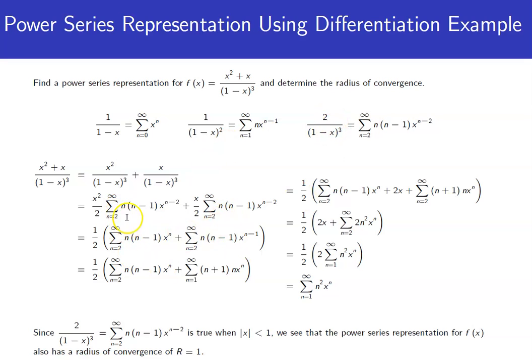This is now just plugging in the power series. And then this is distributing the x squared into both of them. Or excuse me, the x squared into the first one, the x into the second one. We've pulled a 1/2 out of both of them out in front here. When we put the x squared inside of this one, it becomes x to the n. When we put the x inside of this one, it becomes x to the n minus 1.